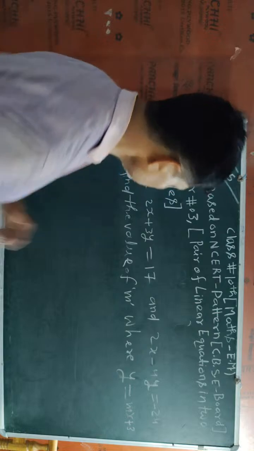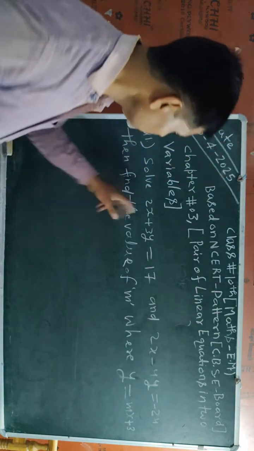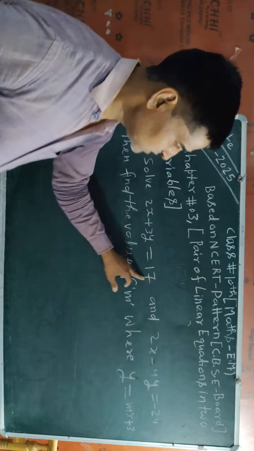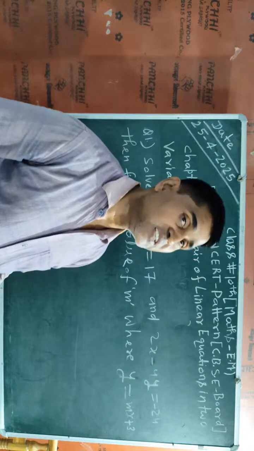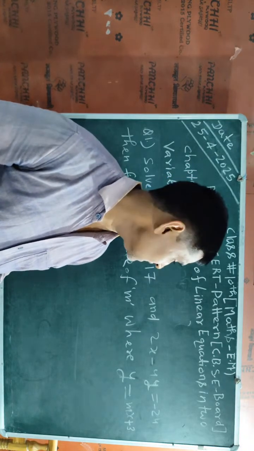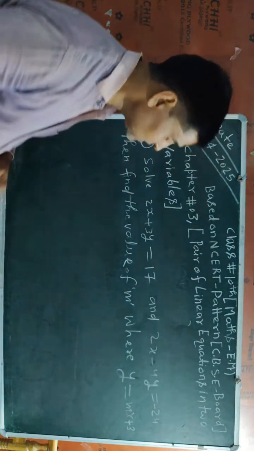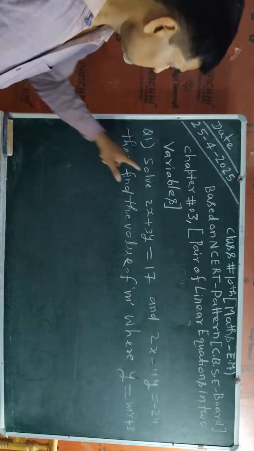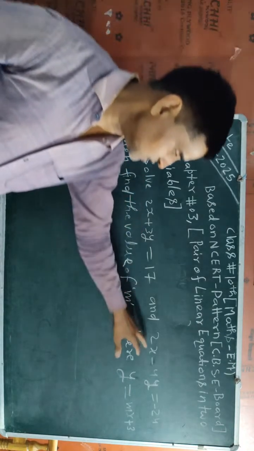This is a question based on a pair of linear equations in two variables. This is a linear equation and this is also a linear equation. If two such equations are available, I combine them and say it is a pair of linear equations in two variables. Okay students, we have to solve this equation and this equation.